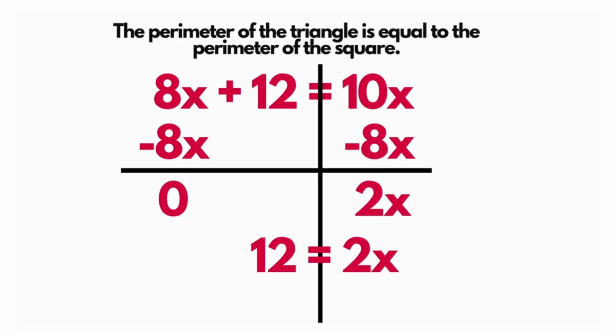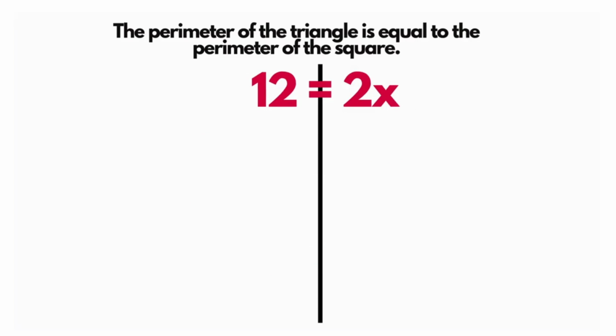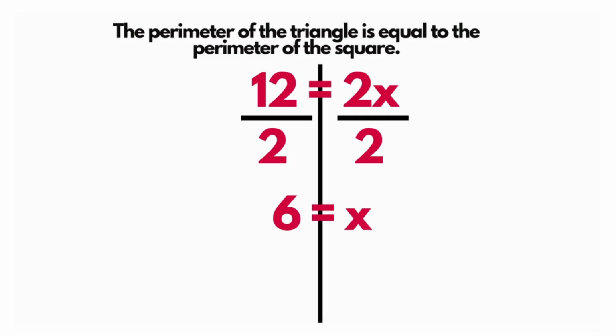Looks like we have one more step here. Now we have 12 equals 2x. So the value of x times 2 will equal 12. Now 2x is multiplication, so to simplify that we use the opposite process, which is division. We can divide both sides by 2, and it will leave us with 6 equals x, which is x equals 6.